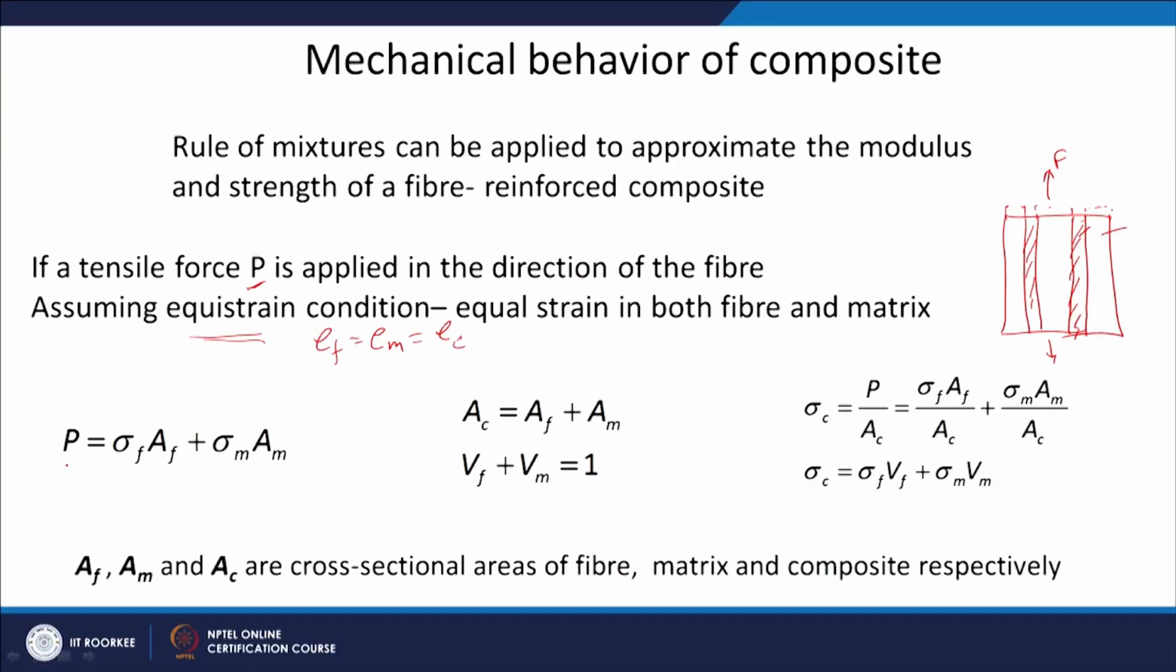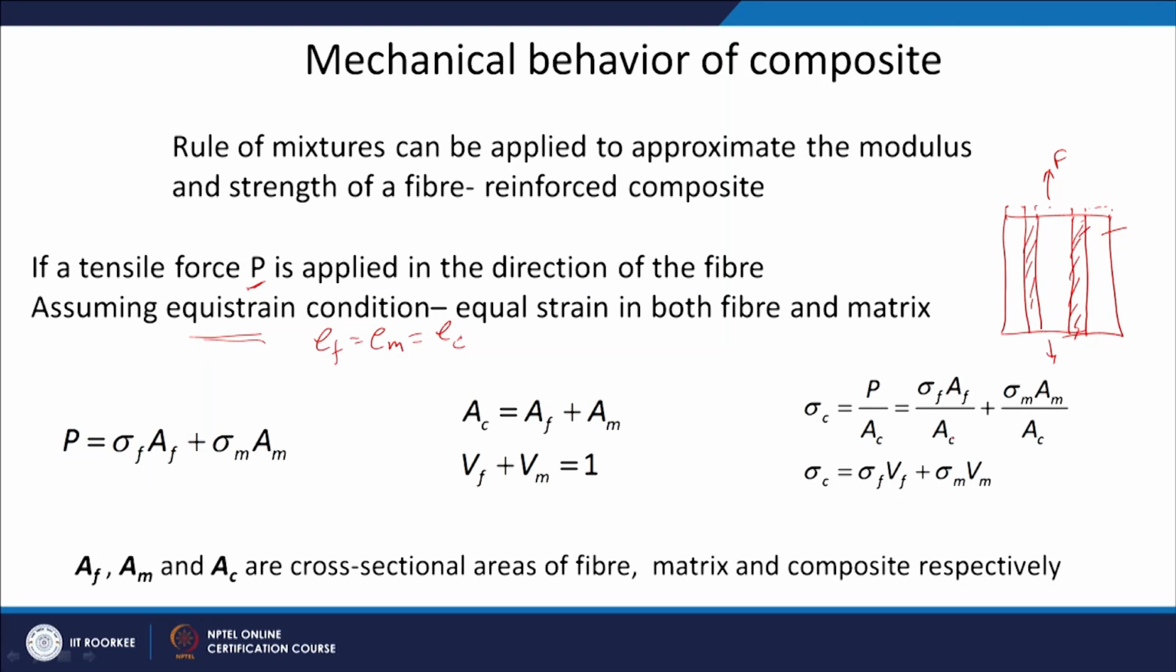So I can express this stress system here. If I divide P by the area of the composite, I get the stress on the composite. So sigma C equals P by the area of the composite, which, as the equation suggests, is sigma F AF upon area of the composite plus sigma M into AM upon area of the composite. Now, the area of the fiber divided by the area of the composite. If you remember the lecture where we discussed quantitative metallography, the area fraction can be considered as the volume fraction, from statistical analysis. So the area of the fiber divided by the total area of the composite gives the fraction in area, and that can also be taken as the fraction in volume.